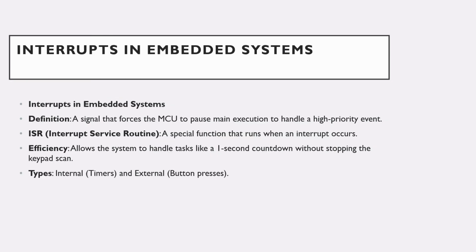And the second one is interrupts. Interrupts in embedded systems allow the microcontroller to handle time-critical events efficiently. When an interrupt occurs, the MCU pauses the main program and executes the interrupt service routine, that is ISR. This helps in tasks like maintaining a 1 second countdown timer without stopping the keypad scanning. This is the second peripheral which we are seeing.